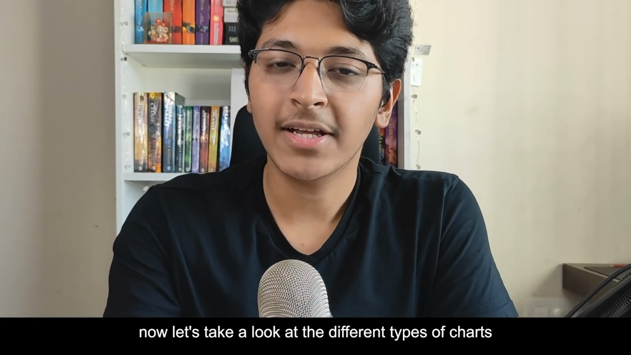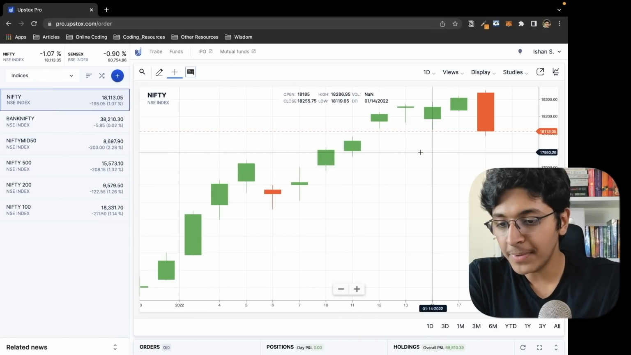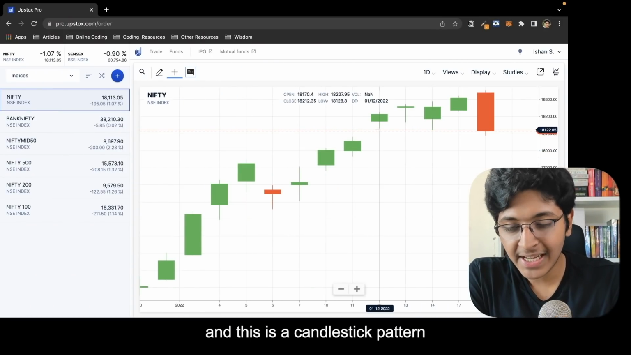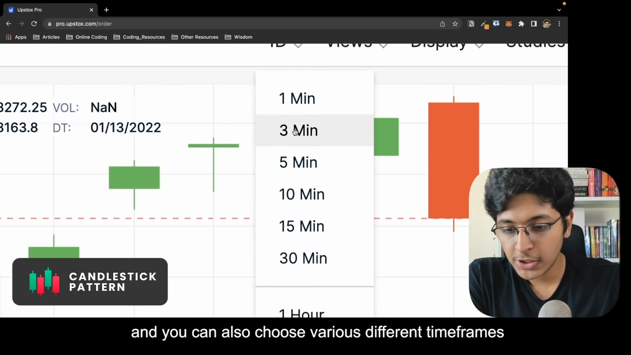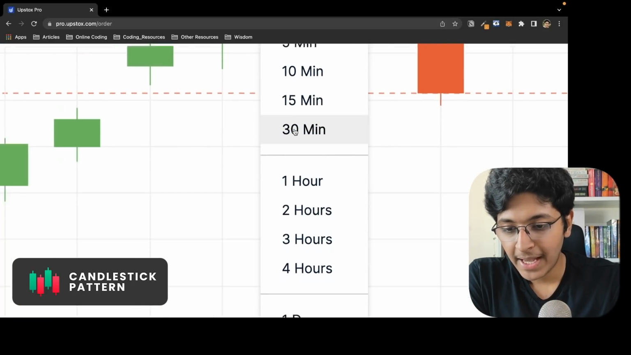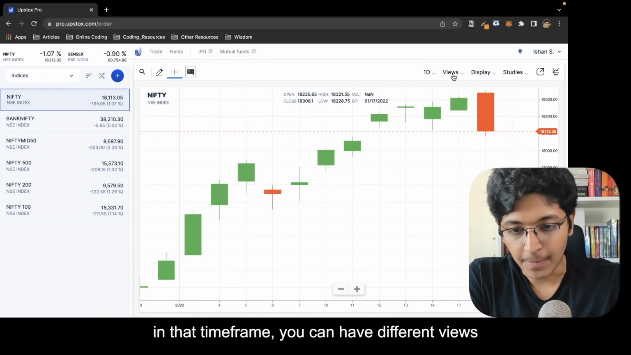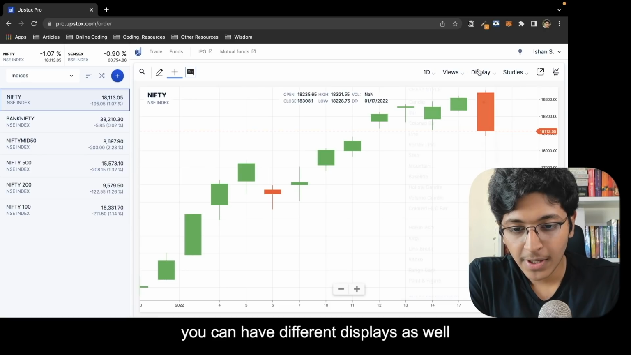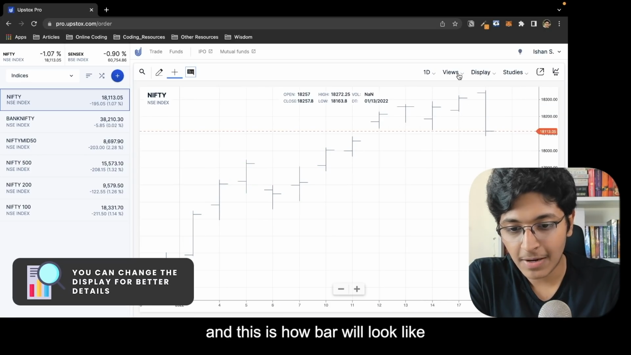Now let's take a look at the different types of charts you can have whenever you're viewing a particular stock. So this in front of me is the Nifty index, and this is a candlestick pattern. The time frame is set to 1 day, and you can also choose various different time frames and view how the particular stock is performing in that time frame. You can have different views, you can have different displays as well. So I can change it to bar, and this is how a bar will look.